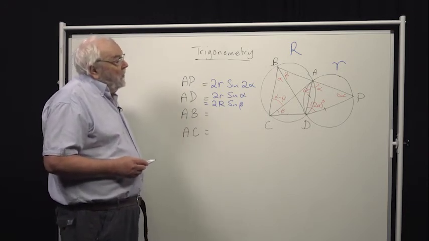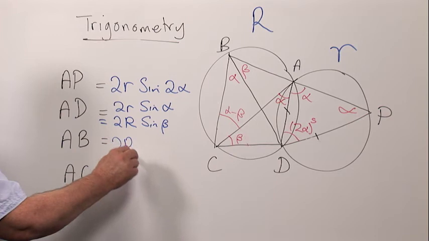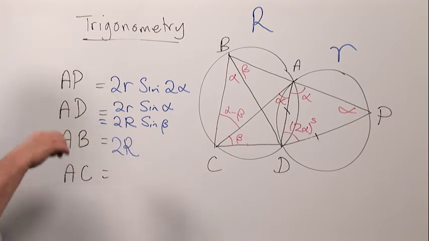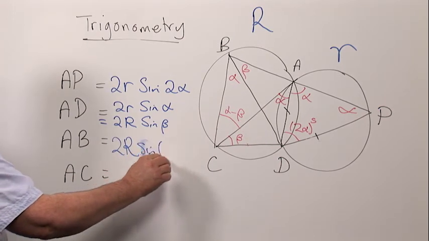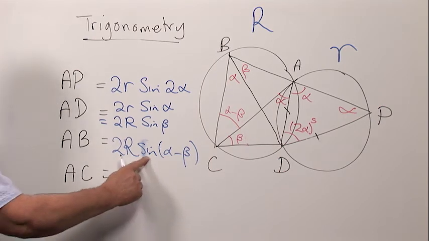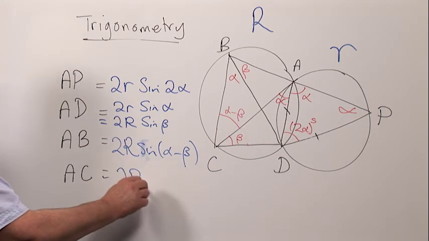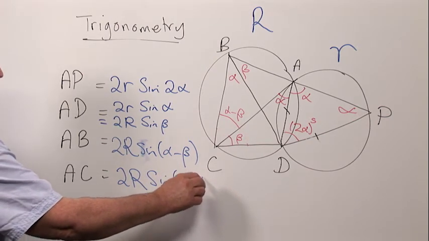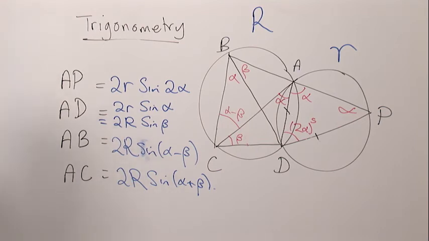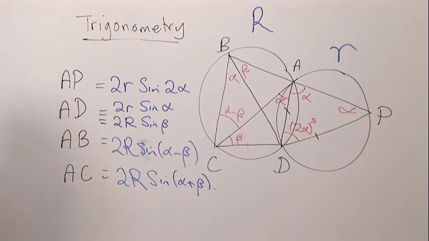What about AB? Well, it's a chord of the left-hand circle, and so it is twice the circumradius of the left-hand circle times the sine of the angle which it is opposite. And what about AC? Well, that's another chord of the left-hand circle, so it's equal to 2r times the sine of alpha plus beta. Now, at this point, these formulas take over.